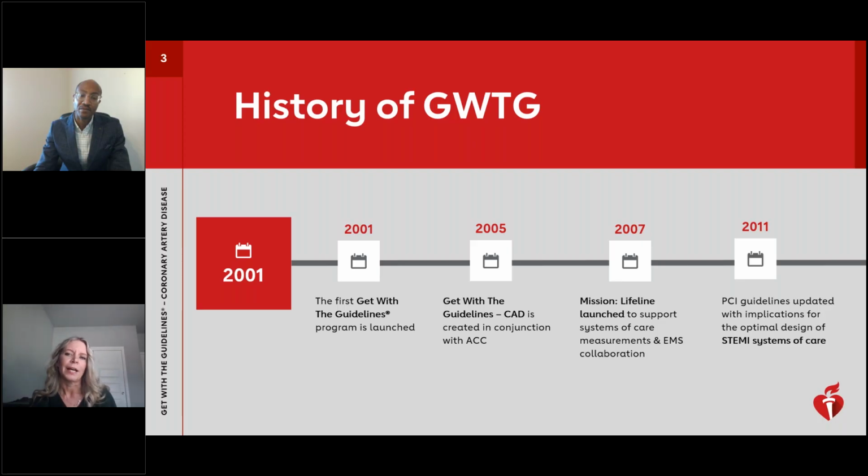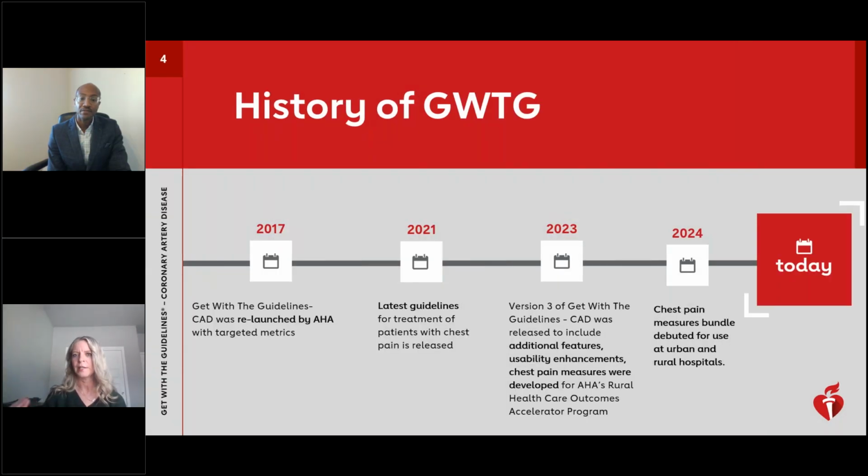In 2011, new clinical practice guidelines were released around percutaneous coronary intervention, which had implications for the optimal design of STEMI systems of care. And I realized a little too late, but also in 2013, the AHA-ACC clinical practice STEMI guidelines were released, followed by the non-STEMI, non-ST elevation acute coronary syndrome guidelines in 2014. So as you can see by the history, much of the earlier history of Get With the Guidelines CAD is very focused on more of the acute coronary syndrome patient, specifically the NSTEMI and STEMI population, which are a bit more time sensitive.